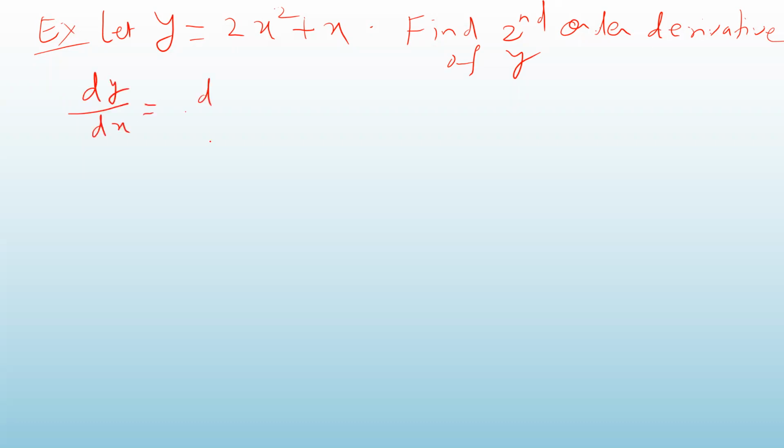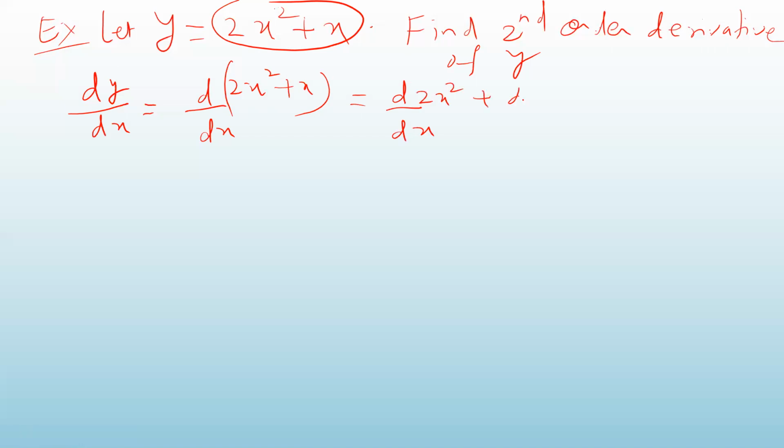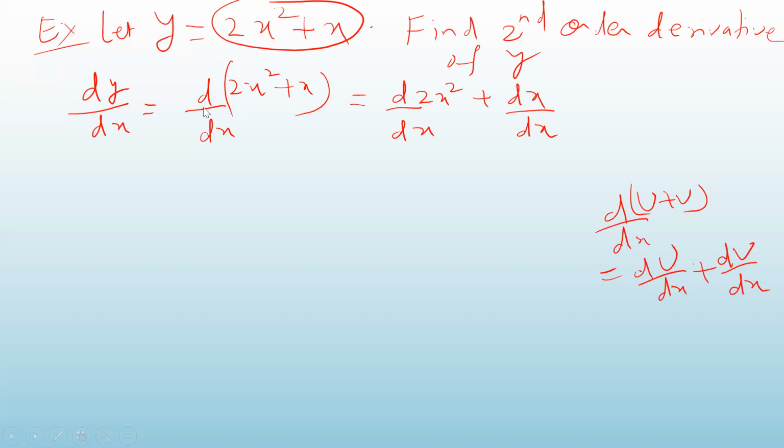What is your y? Y is this 2x square plus x. And you know how to find out the derivative of this. First you have to apply the addition rule, correct? What does the addition rule say? Take the derivative of 2x square plus derivative of x. That is our formula for derivative of addition, no? Derivative of u plus v is derivative of u plus derivative of v. That is what I am doing here. Derivative of 2x square plus x is derivative of 2x square, that is u, plus derivative of x.